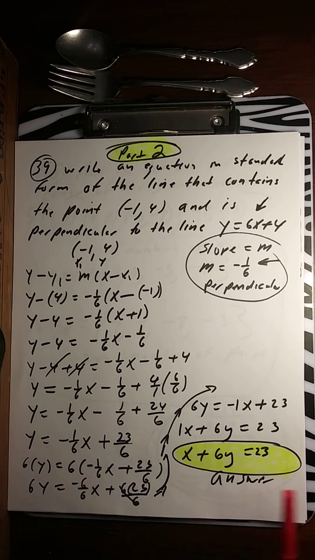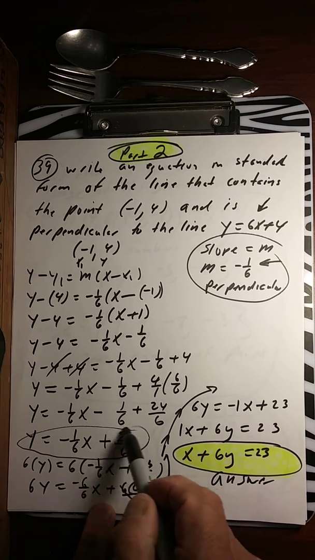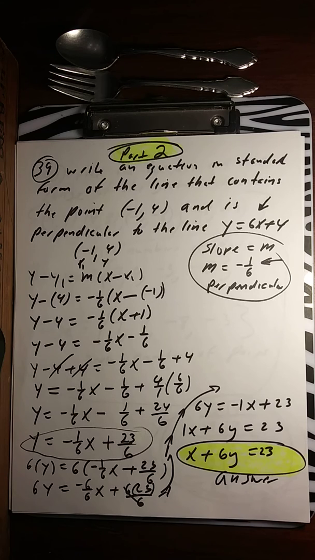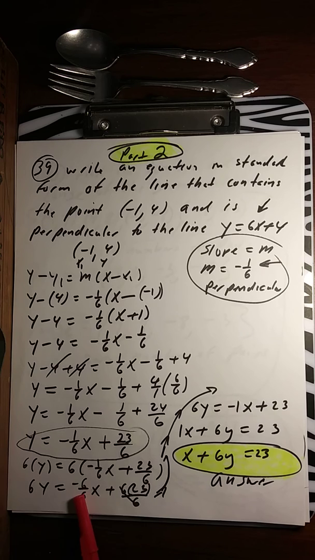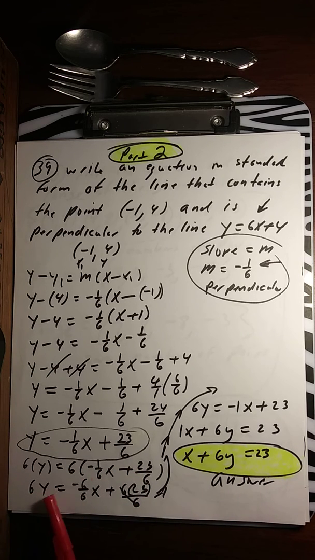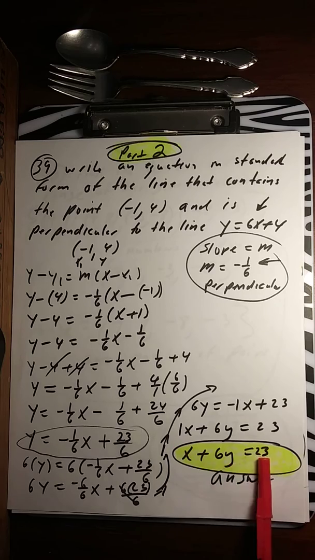So now we could do it also another way. There is an answer. Or multiply by 6, multiply by 6. So 6 times that is 6y, 6 times that is this, 6 times that cancels out. So we ended up with 6y equals negative 1x plus 23. Or you can bring the 1x over here: positive 1x plus 6y equals 23, or just x plus 6y is 23.